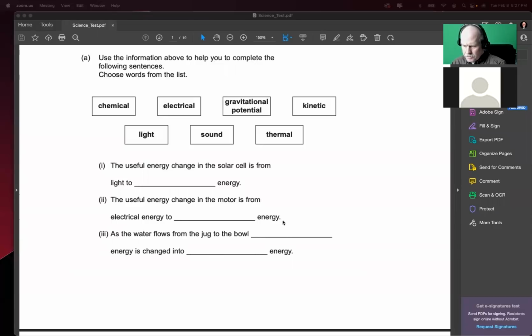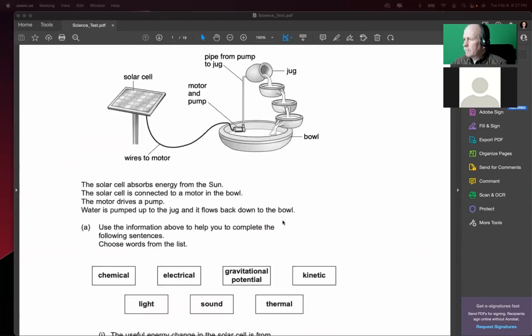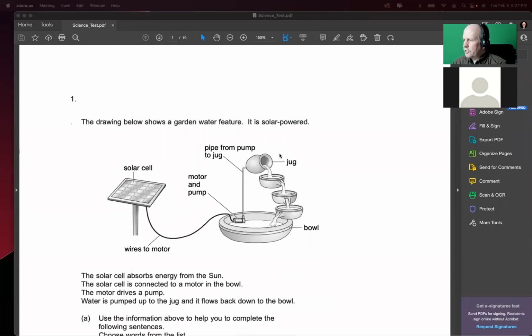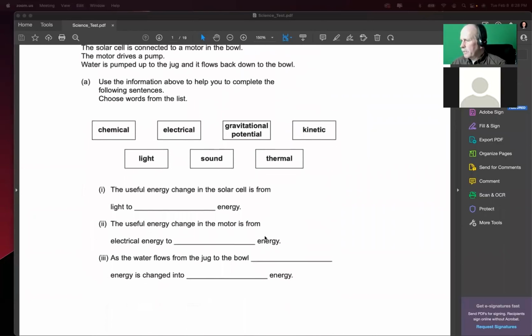As the water flows from the jug to the bowl, blank energy is changed to what energy? Okay, you mind showing me the diagram again so I can see which one is the jug and which one is the bowl? Here's the jug right here. And then here is the bowl. The bowl is the tub down below. Okay. So we could go back down to the question again. Now we're going to go back to the exact question.